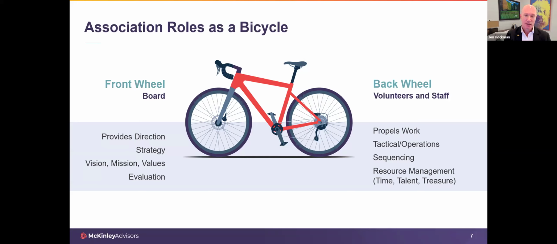The back wheel is the equivalent of where professional staff and all the other member volunteers are organized. Again, committees, task forces, work groups, whatever the nomenclature is in your organization, that power the work forward. And in a bicycle, they're co-equal. They both are critical roles. They're just different. And to the comments from the chat around getting in the weeds, we all have dealt with volunteer leaders who get into back wheel mode, as we like to say.